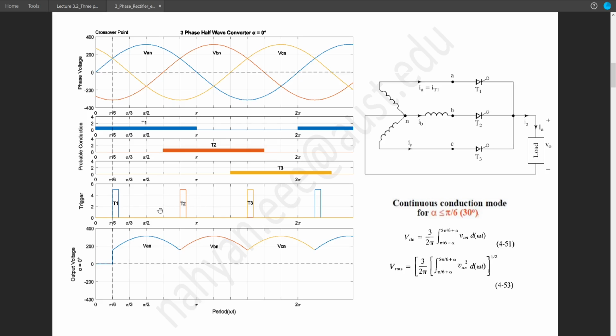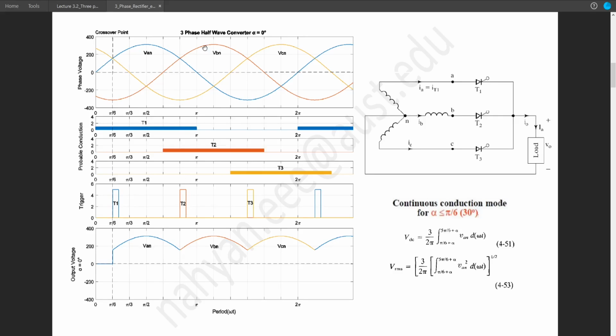So what will happen if we trigger T2 at this point? Since the conduction zone of T2 starts from this point, T2 is ready for turning on. But since the value of VAN is higher than VBN at this point, T2 cannot be turned on, because we know the highest anode voltage will turn on the diode or thyristor. So in this case, if we trigger T2 at this later moment, T2 will start conducting, because at this point the value of VBN is higher than that of VAN.